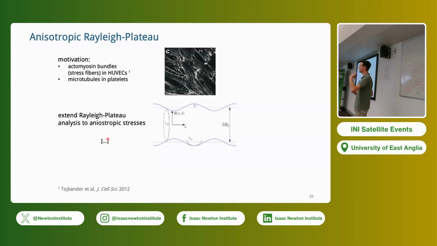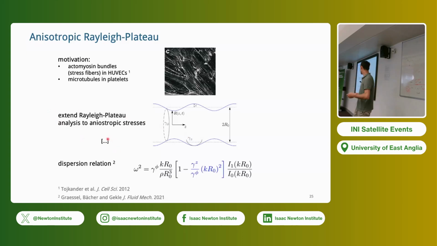So the way is the same. You do linear stability analysis, and you get in the end a dispersion relation, so omega squared. And you get a new term here, and that new term has the ratio of the anisotropy. So that's what you do. So you don't get this term if you have an isotropic case.